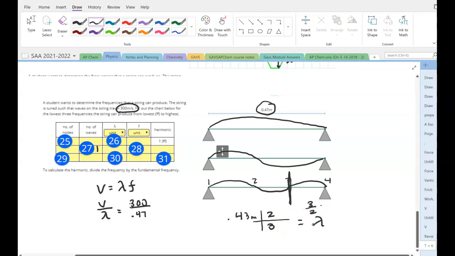And then number 31 is asking for the harmonic, and this would be the first, the second, and therefore this one would be the third harmonic.